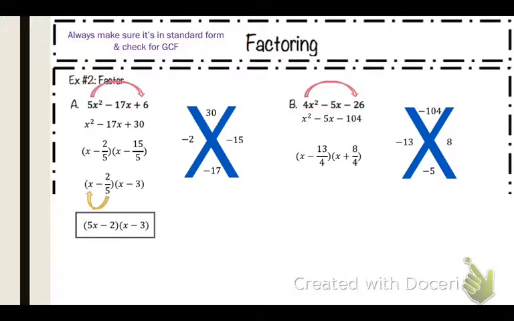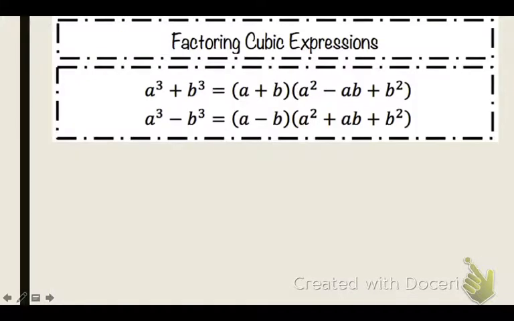And then you divide by what we slipped over there. So we slipped over that 4, so we're going to divide 13 by 4 and 8 by 4. The 8 divided by 4 reduces to 2. 13 divided by 4 does not reduce. Then we're going to slip that back over. It becomes 4x minus 13 and x plus 2. All done. Okay?